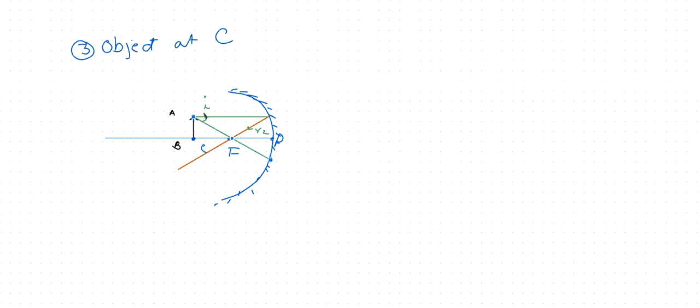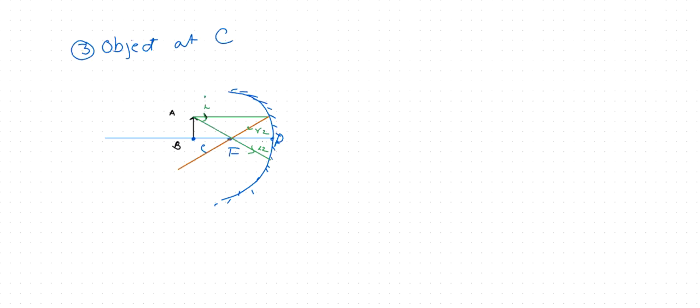I call it as I2. Okay. Now, where does it get reflected from? It's parallel to the principal axis. Remember, it was the reverse. If the incident ray is parallel to the principal axis, it gets reflected through focus. And if the incident ray goes through the focus, it gets reflected parallel to the principal axis.